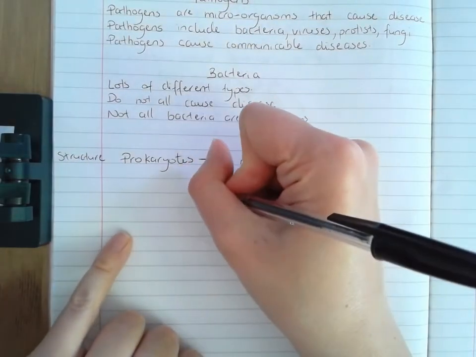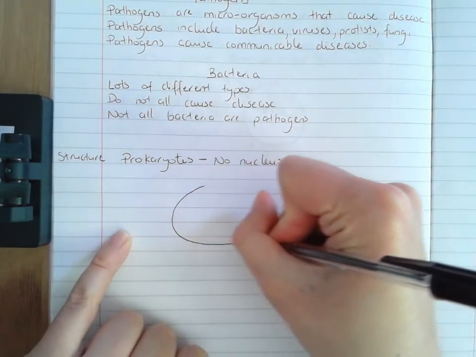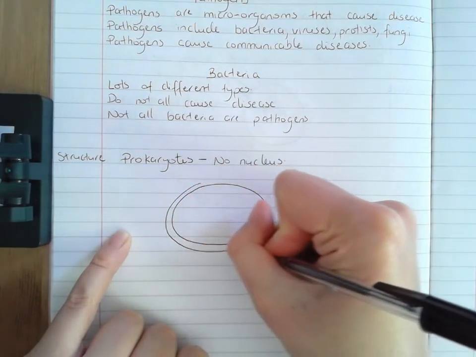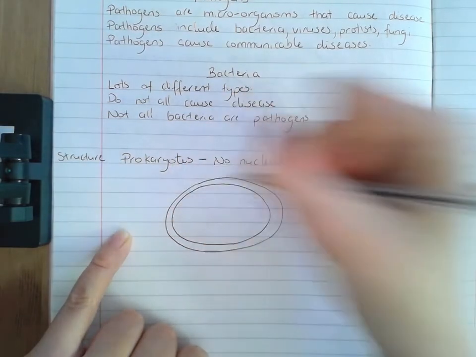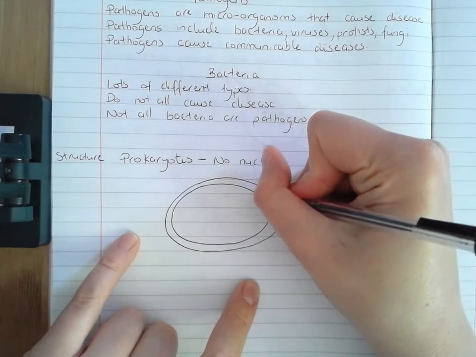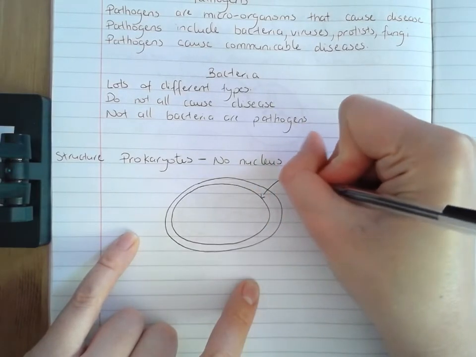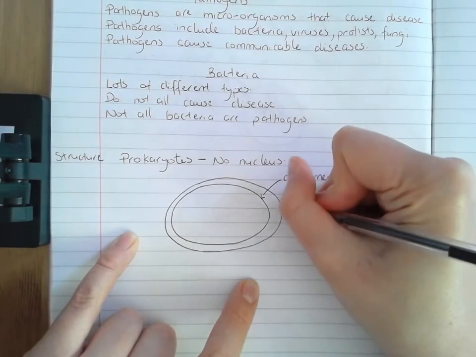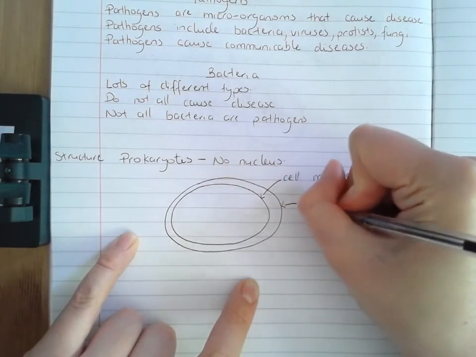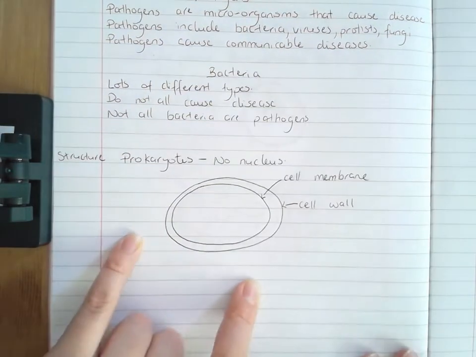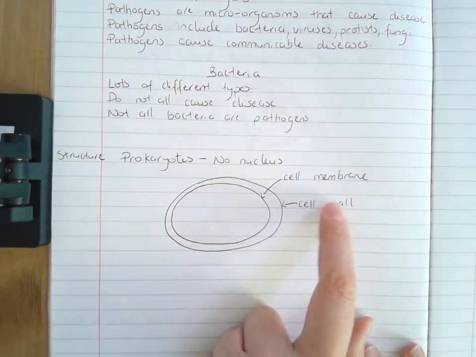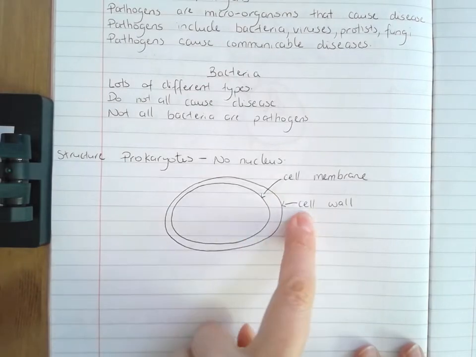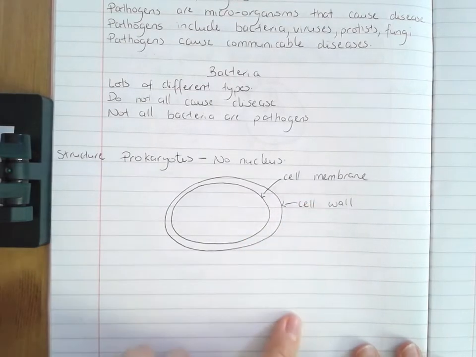So I'm going to start by drawing this out, and I want you to draw it too. Draw kind of an oval shape, and then another around the outside. This inside line I'm going to call the cell membrane, and this outside line I'm going to call the cell wall. Bacteria cells do have cell walls, just like plant cells. Our own cells do not have cell walls. We've got cell membranes, but only bacteria and plants have cell walls.